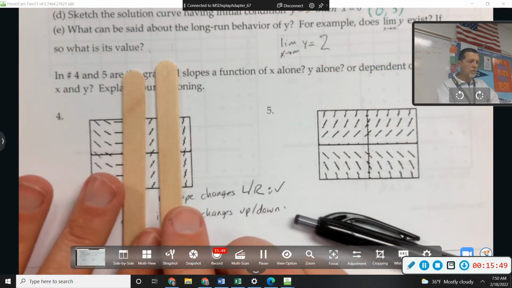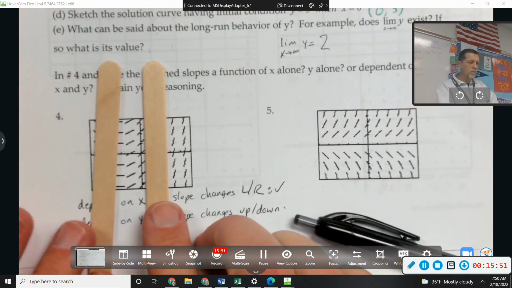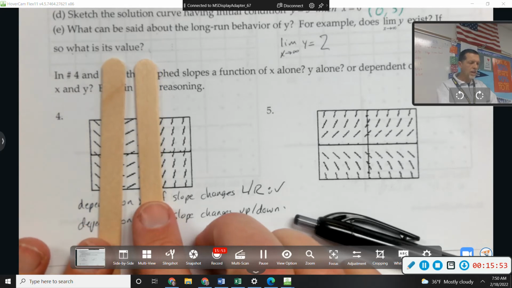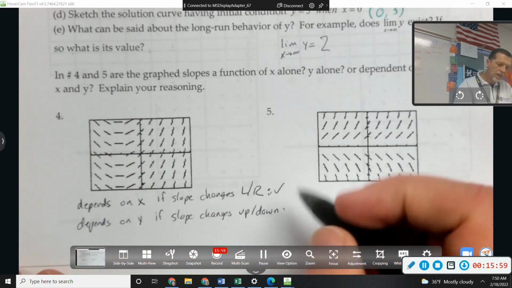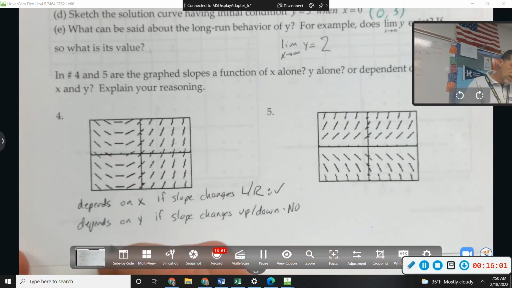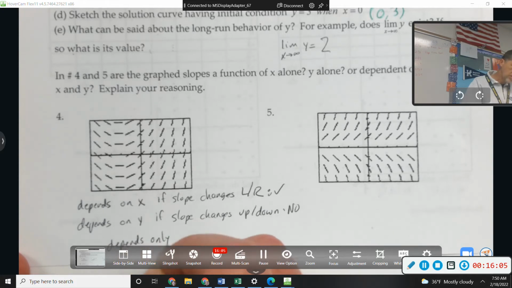No. Maybe you want to pick another one just to make sure we didn't just pick one and got lucky. Like any column, the slope values are all the same. So this one's not depending on y. So that one depends only on x.